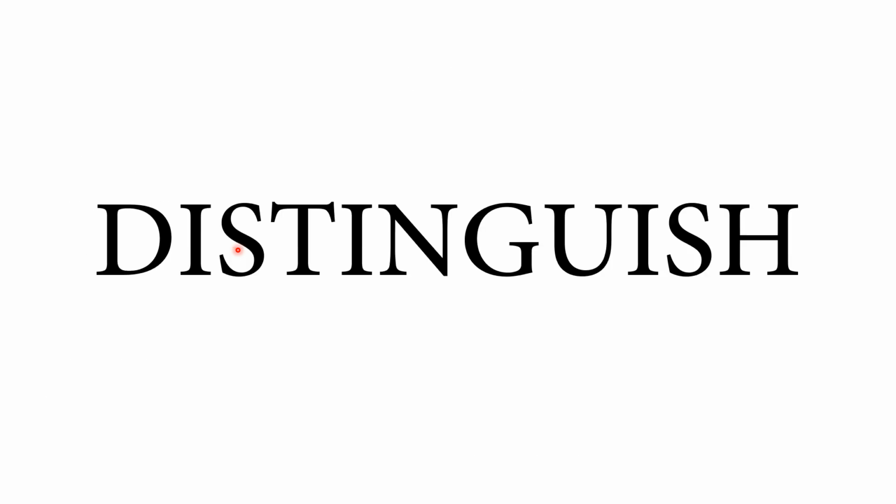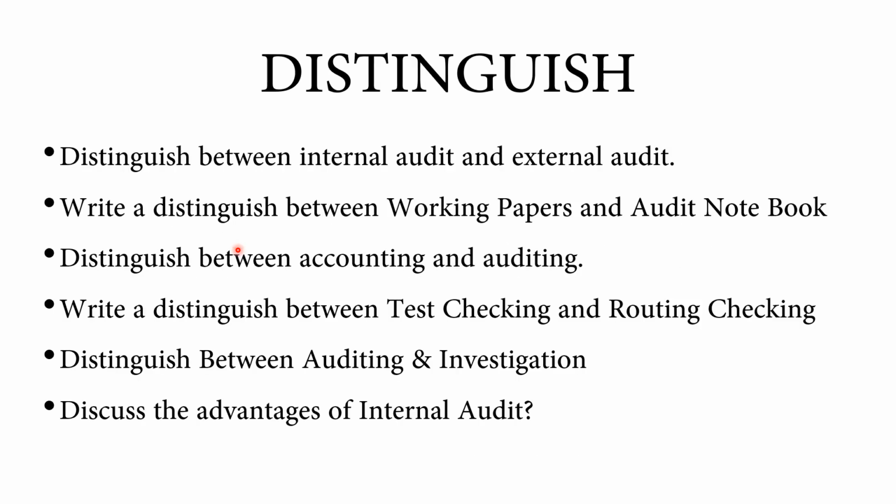Okay, next we have distinguishes. First we have distinguish between internal audit and external audit. Next is distinguish between working papers and audit notebook. You can have distinguish between accounting and auditing, test checking and routine checking, auditing and investigation. Okay, advantages of internal audit was in the first part only, so you can just ignore that question. So these are important distinguishes which you need to cover up.